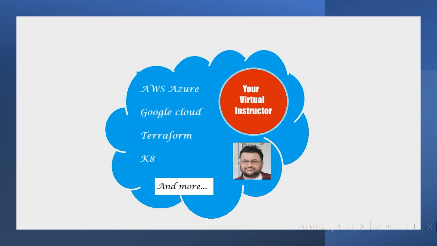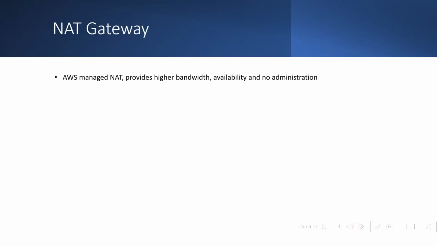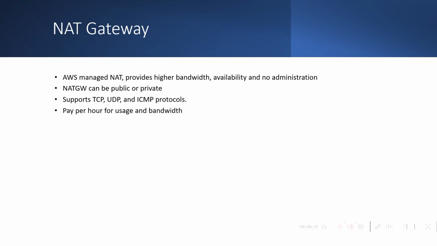Hello everyone. Welcome to your virtual instructor. Today we are going to talk about NAT Gateway. So NAT Gateway is AWS Managed Network Address Translation, which provides higher bandwidth availability and no administration. It can be public or it can be private. It supports TCP, UDP and ICMP protocols. You pay per hour for usage and for the bandwidth.